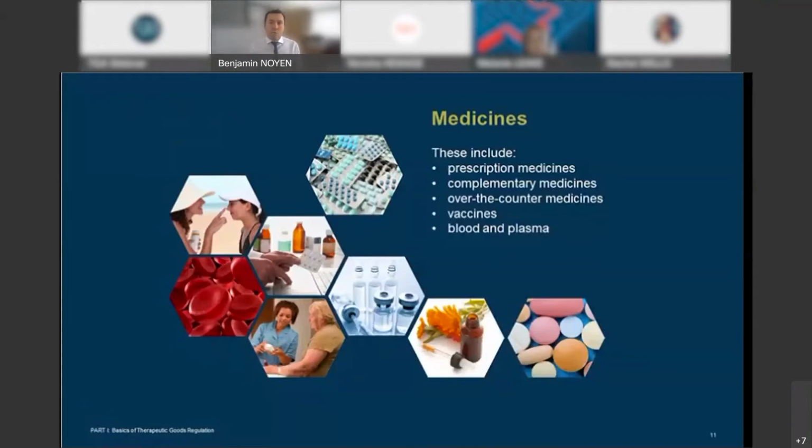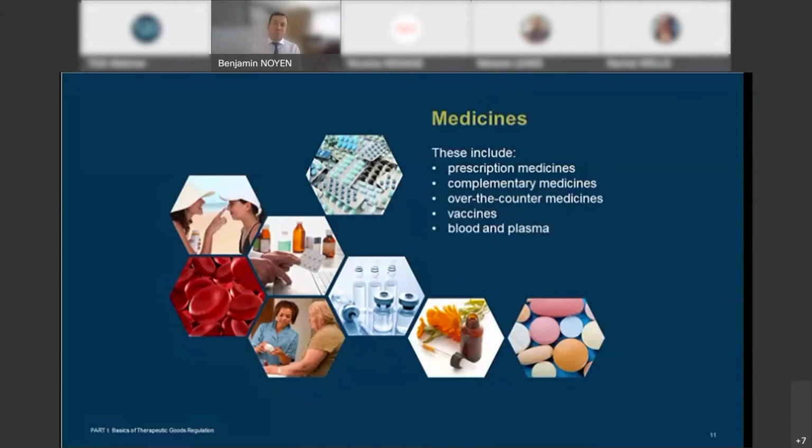Therapeutic goods generally fall under three categories: medicines, biologicals, and medical devices. Let's look at medicines first. Prescription medicines, like antibiotics, require a doctor's prescription. Complementary medicines contain herbs, vitamins, minerals, nutritional supplements, homeopathic, and certain aromatherapy preparations. So examples, of course, are multivitamins, some herbal teas, and essential oils.